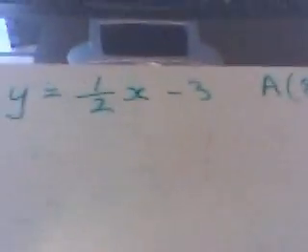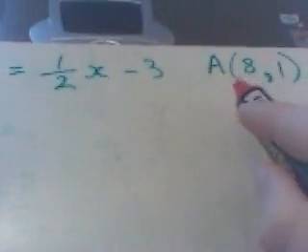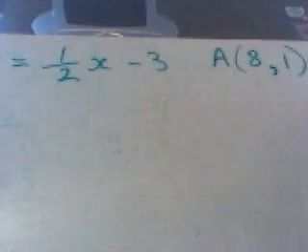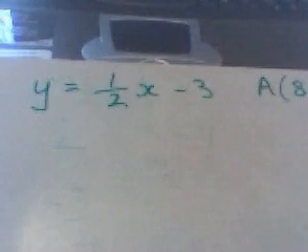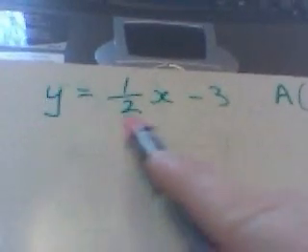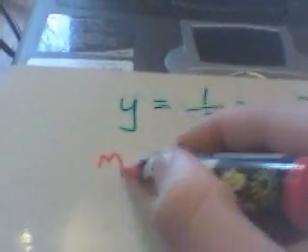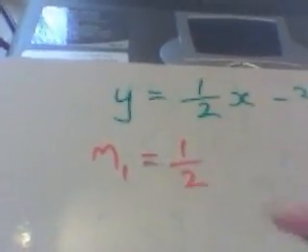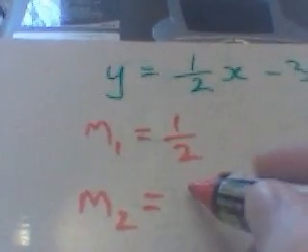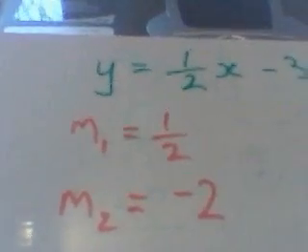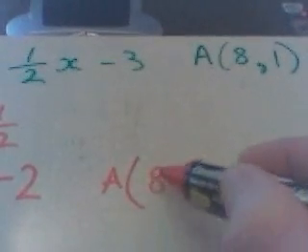So here we have a classic question. You're given the line y equals half x minus 3, goes through the point 8, 1. And you might be asked, find the line that is perpendicular to y equals half x minus 3. So we already know that the gradient here is a half. That means the gradient that would be perpendicular would be -2. We also know that it goes through the point A at 8, 1.